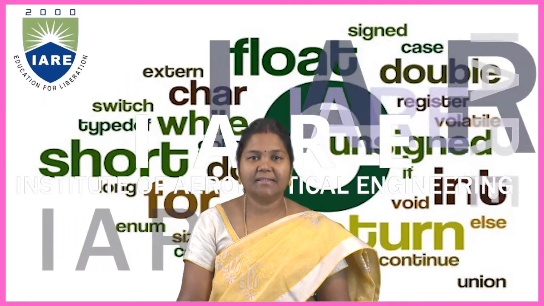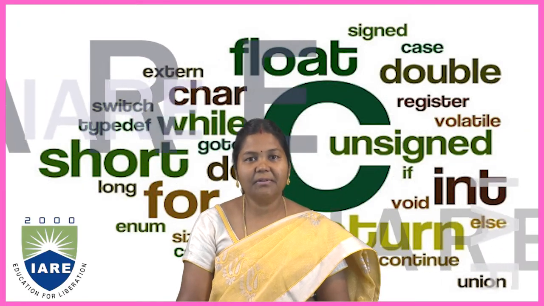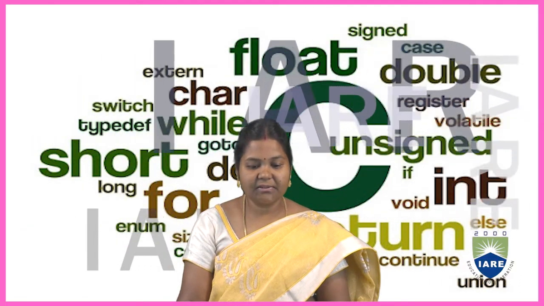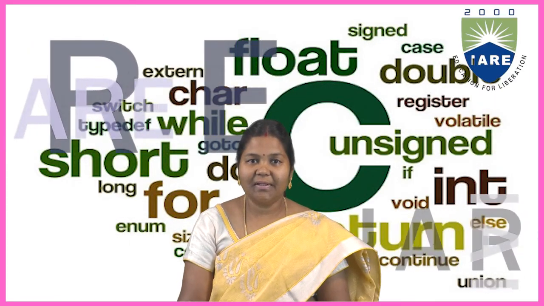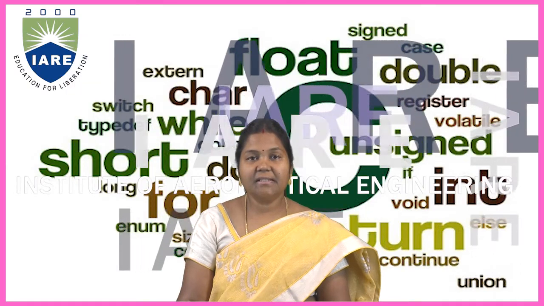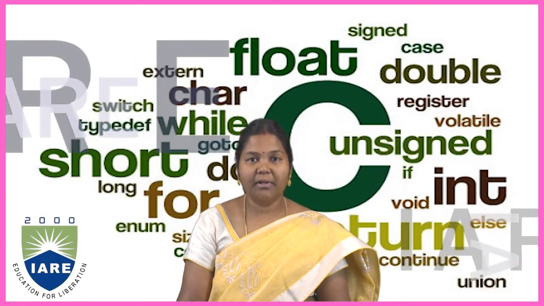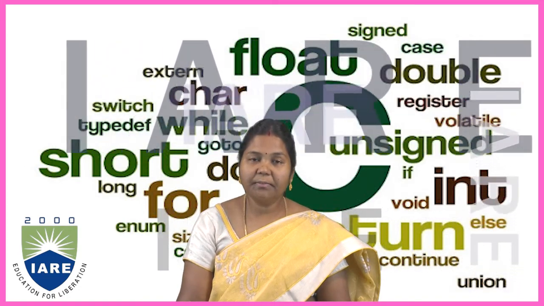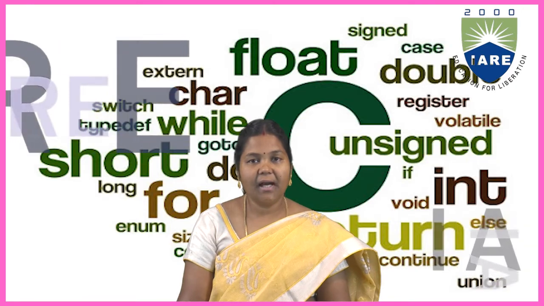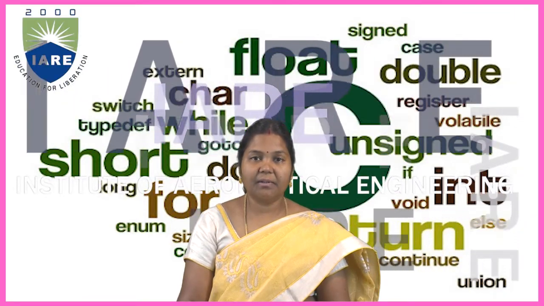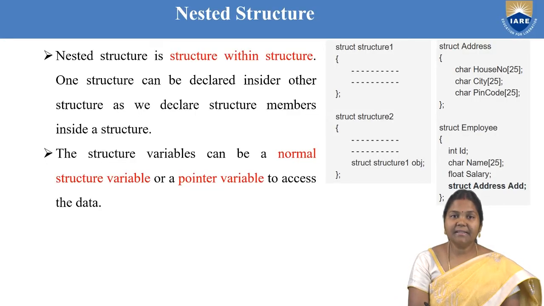So what is a nested structure? A structure within a structure is called a nested structure. That means whenever you write a structure within another structure, the concept is called nested structure. Now, the nested structure can be a normal structure variable or a pointer variable. There are two types of structure variable: one is called a normal structure variable and the other is called a pointer variable, used to access the members of the structure.